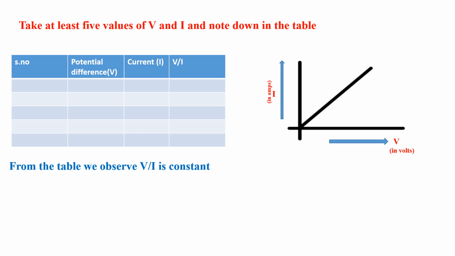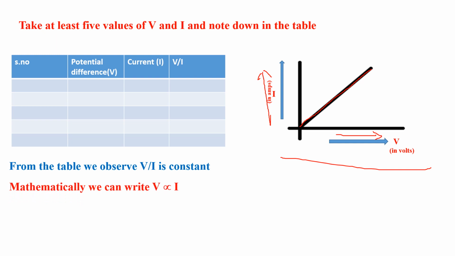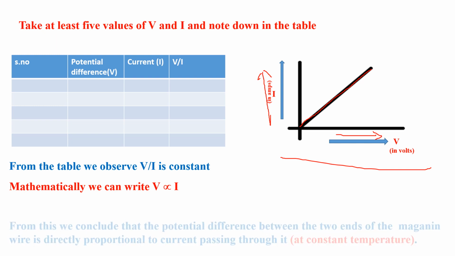Now see here, this is the graph. In this graph you can see volts are taken here and amps are taken here, and the line is a straight line because V by I is constant. So mathematically we can write that V is directly proportional to I. That means as V increases, I increases, and as V decreases, I decreases.